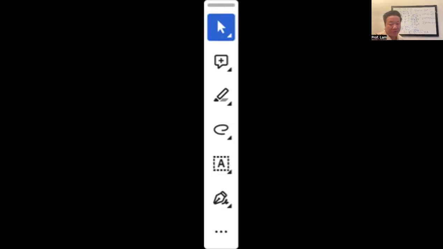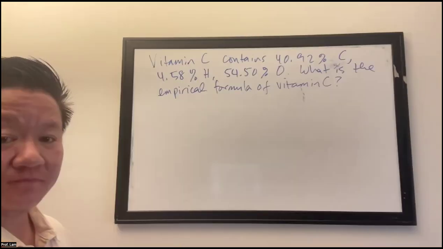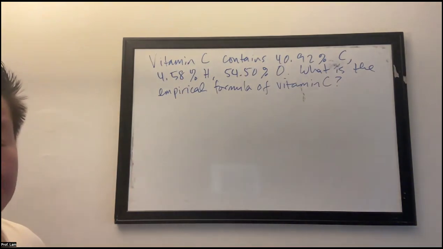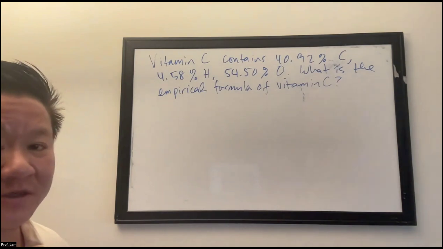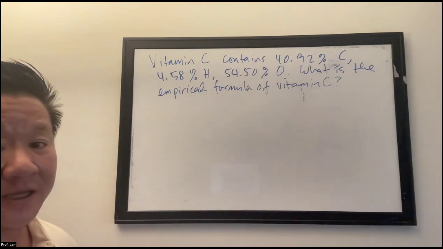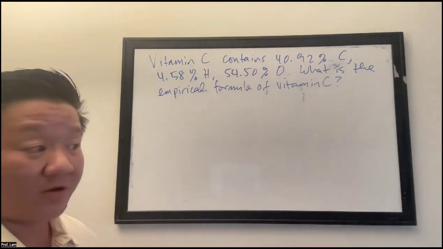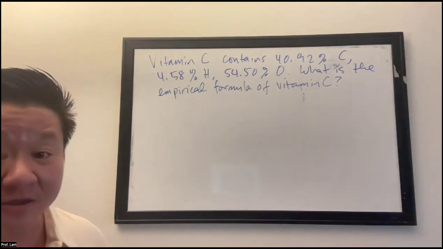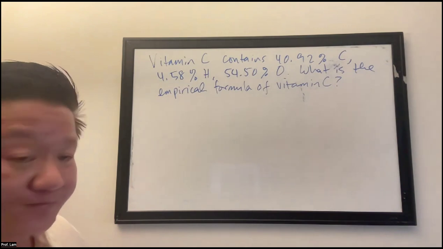Okay, so that's the same one. Let me put on the board another one for you guys. Okay, so in this next example, we have vitamin C, and it's put through an elemental analysis instrument, and it says that it contains 40.92% carbon, 4.58% hydrogen, and 54.50% oxygen. So now it asks for the empirical formula of vitamin C.